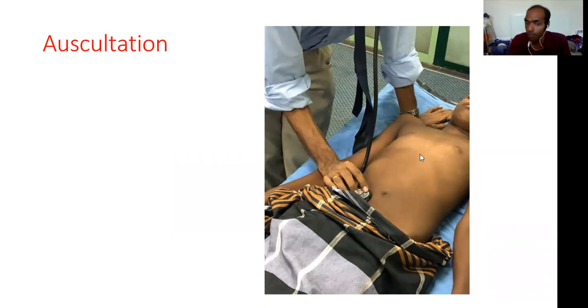This is the xiphoid process, umbilicus. You take the midpoint there, slightly lateral. So where you would hear the renal bruit: xiphoid process, umbilicus, and in that line, slightly lateral, about 2 to 3 centimeters to the side of that line. That would be the renal bruit.